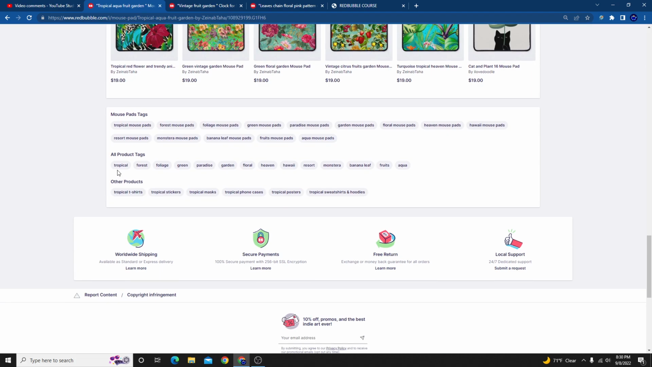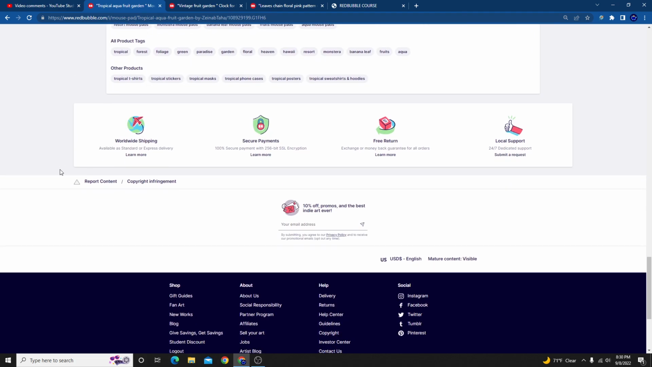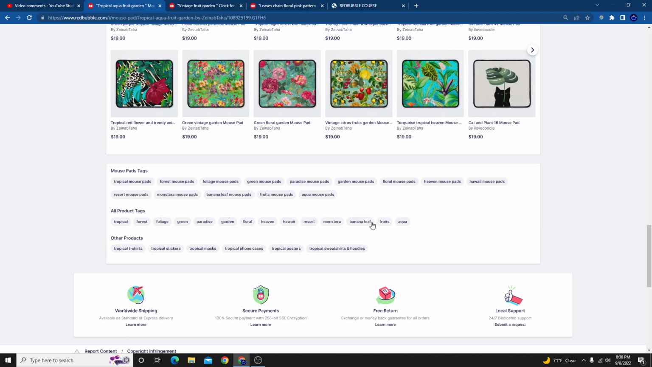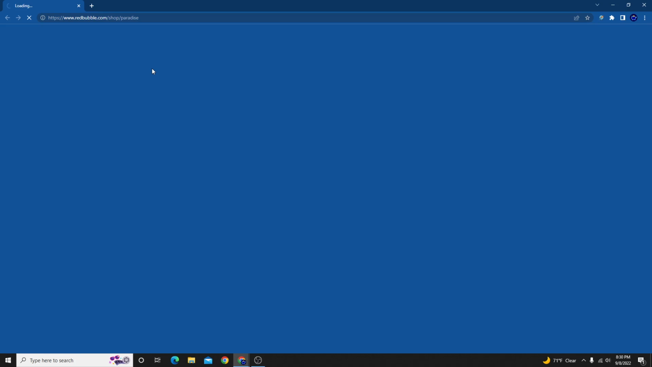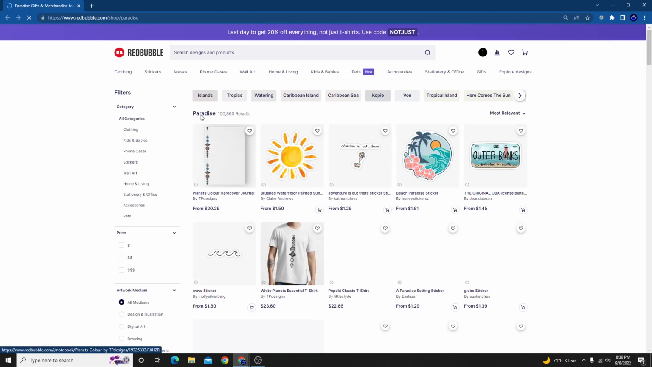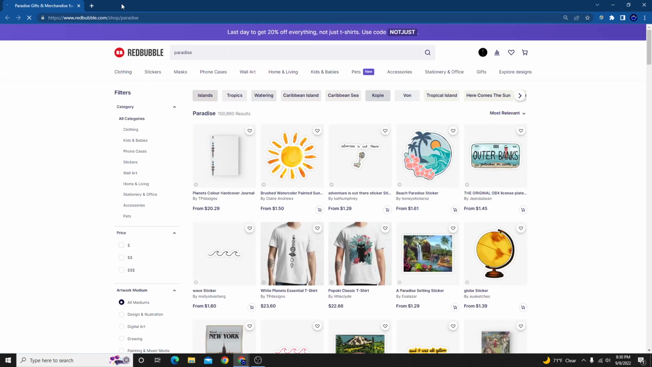So the tags, honestly, this is what I expected. One word keywords. So tropical, forest, foliage, green, paradise, green, floral. This is good, but it's not that good, and I'll explain what I mean. Unless you're promoting from outside sources, this is not going to work for you. Let's just take any one of these keywords. We take the word paradise, for example. Look how many, 100,000 designs, okay?